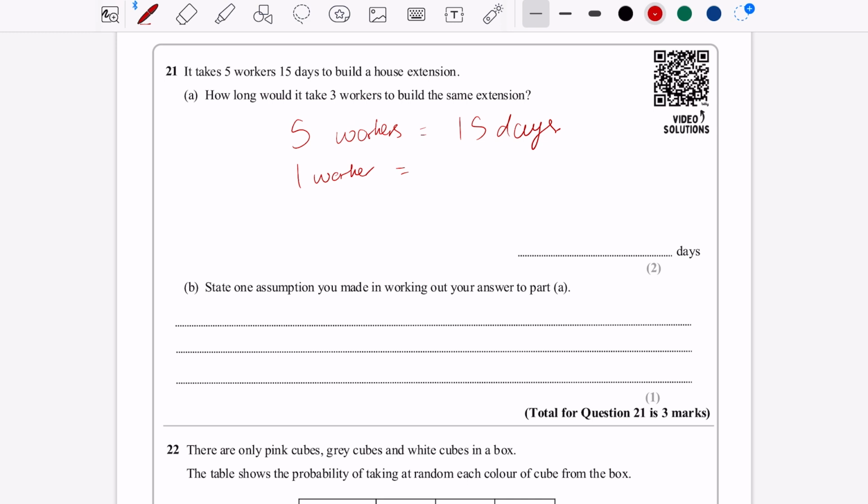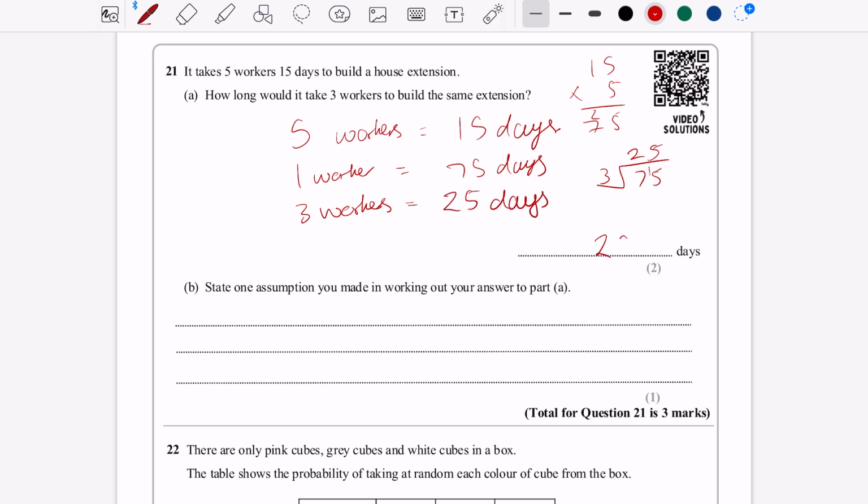So if I times that by 5, 15 times 5, is that 90? Let's just double check. No, 75. 75 days for 1, but if I've got 3, that would take a third of 75. So 75 divided by 3, that's 2, remainder 1, so that's 5, so that's 25 days. So just work your way backwards.